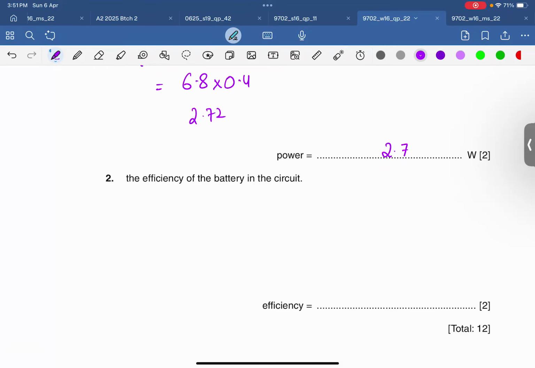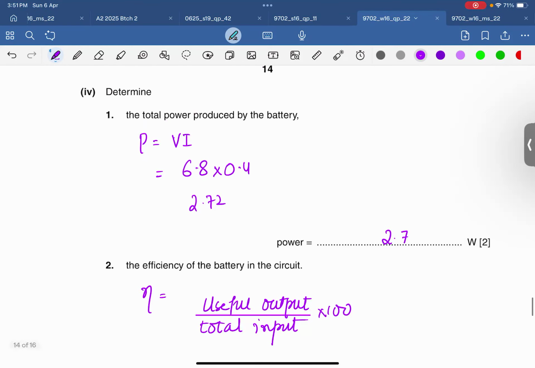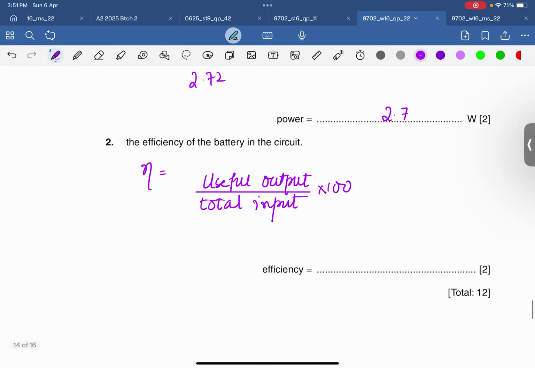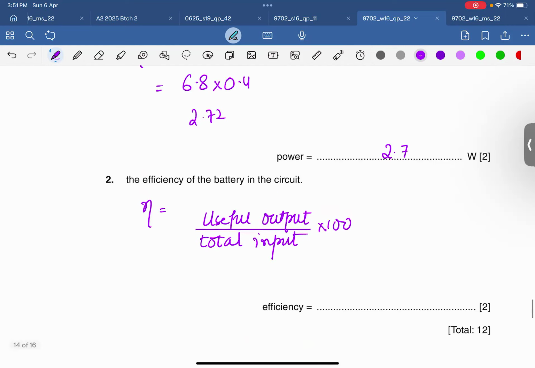Okay. The efficiency of the battery. Efficiency is useful output over total input into 100. You calculated the input power, okay? Total power produced by the battery is 2.7. Fine. तो बस TPD से कर देना माइनस. So 2.7 is the total input power, right?